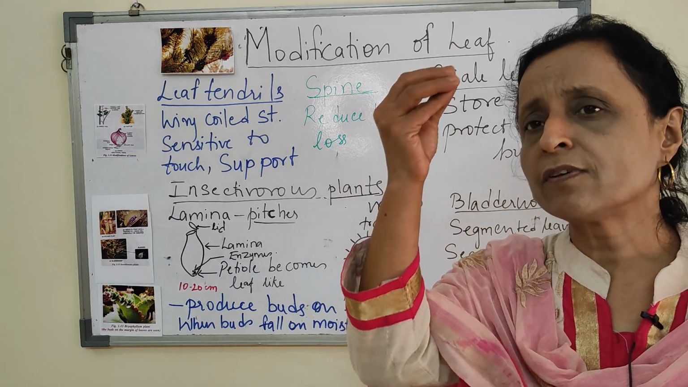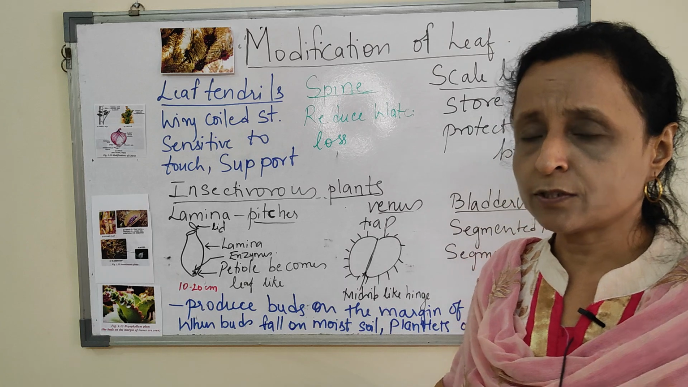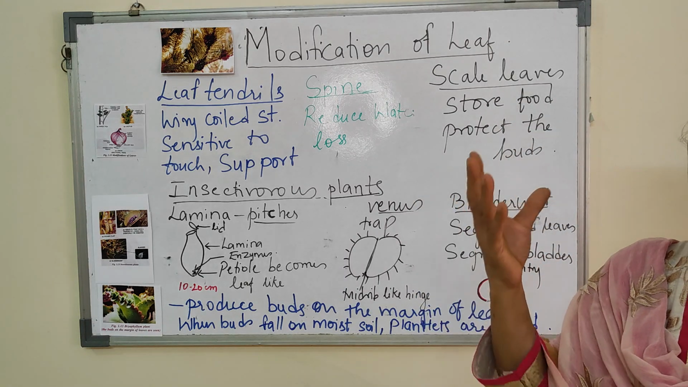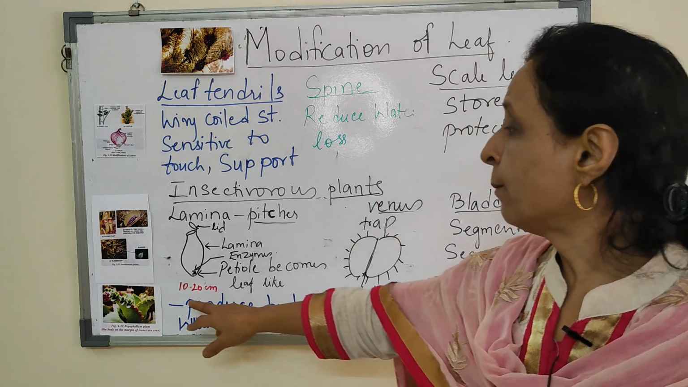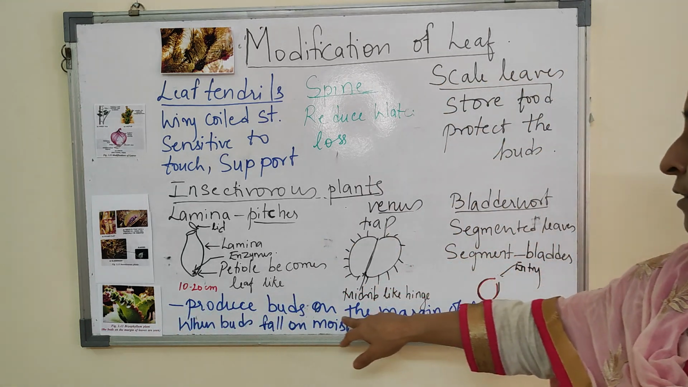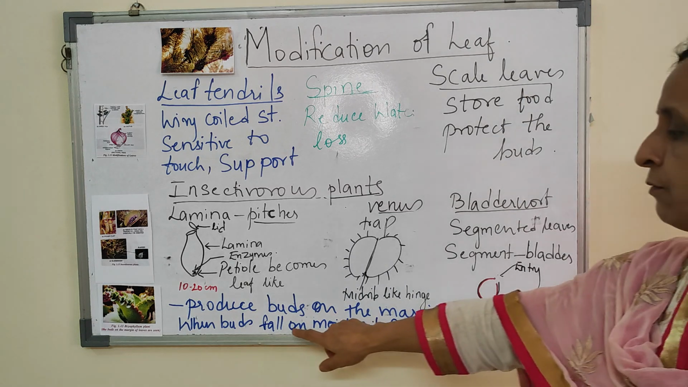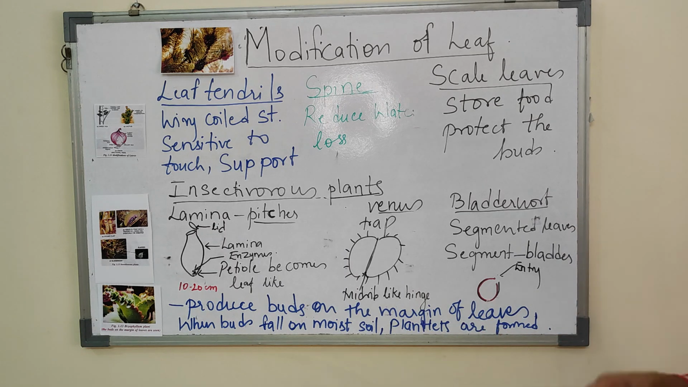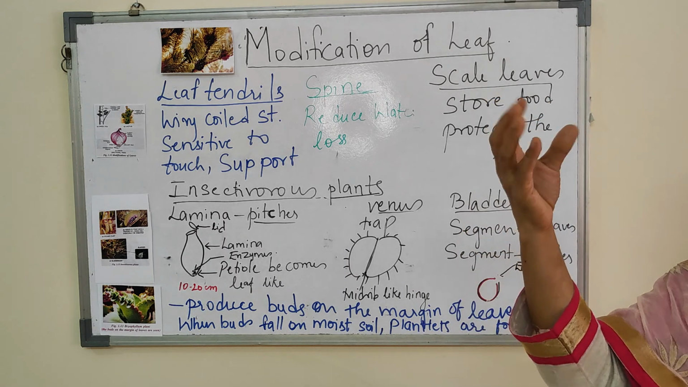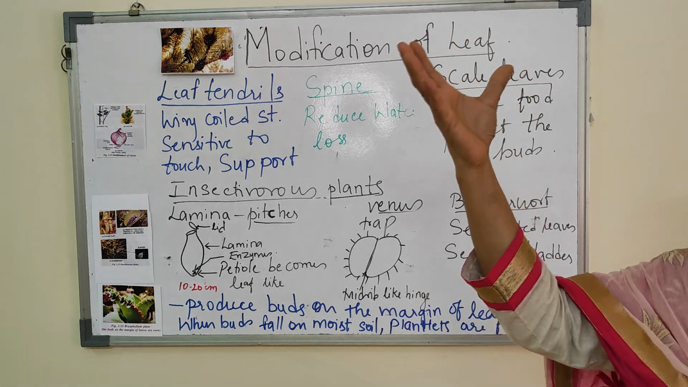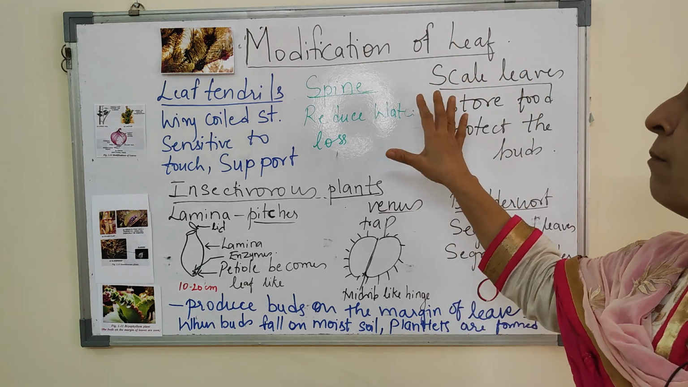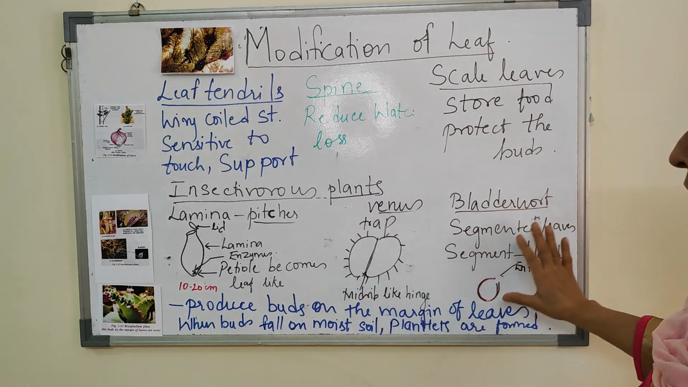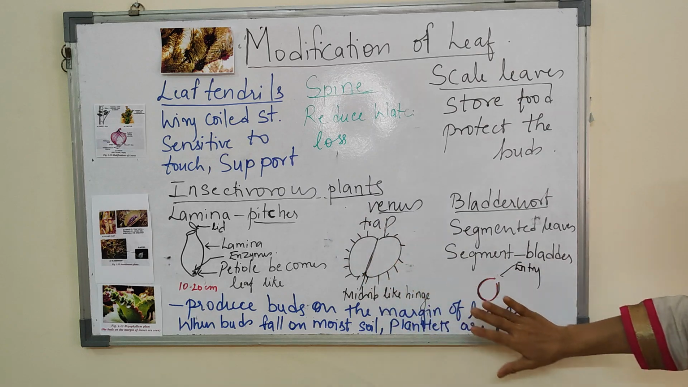Those plants will fall onto the moist soil, and hold on with the roots and grow into a new plant. So Bryophyllum produces buds on the margin of the leaves. When buds fall on the moist soil, small plants, that is plantlets, are formed and they will grow into a new Bryophyllum plant. So this is the modification of the leaf which you have studied, and I hope you have understood this.